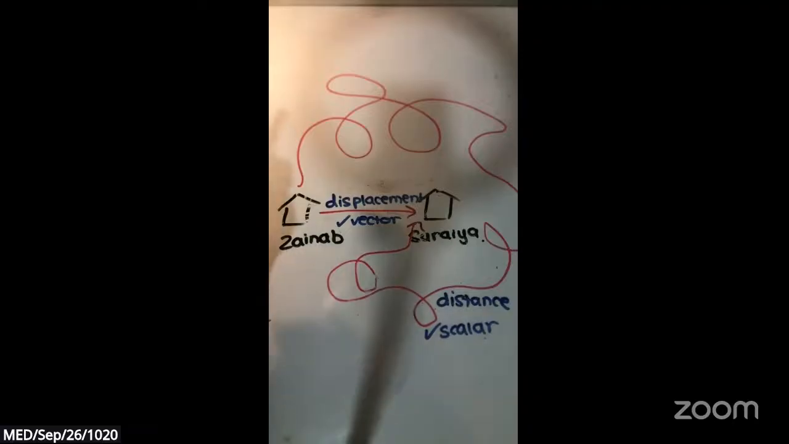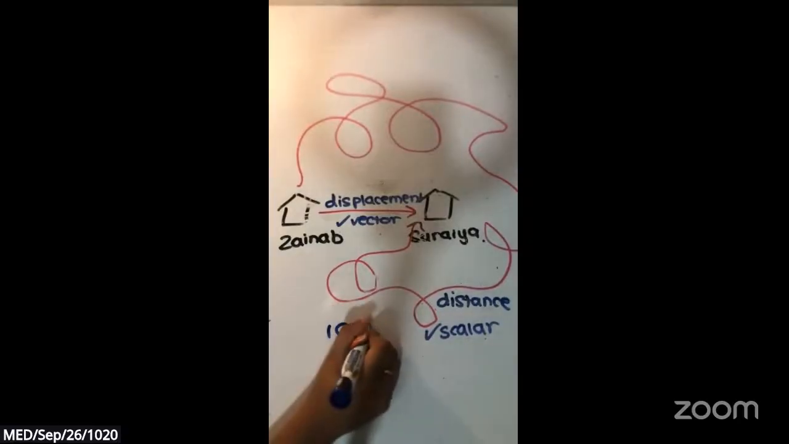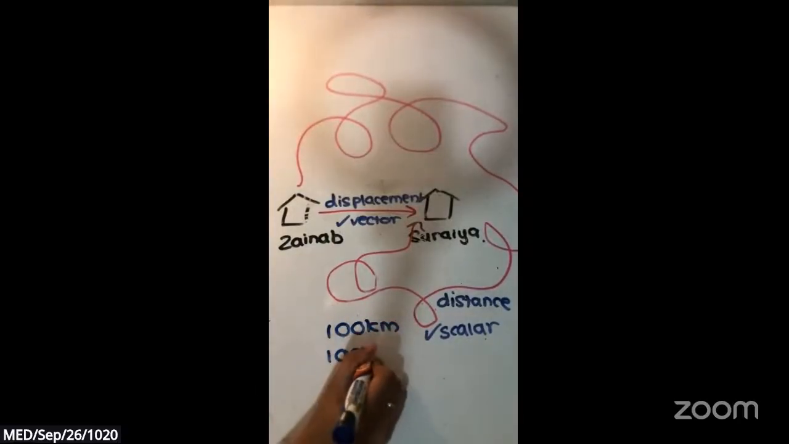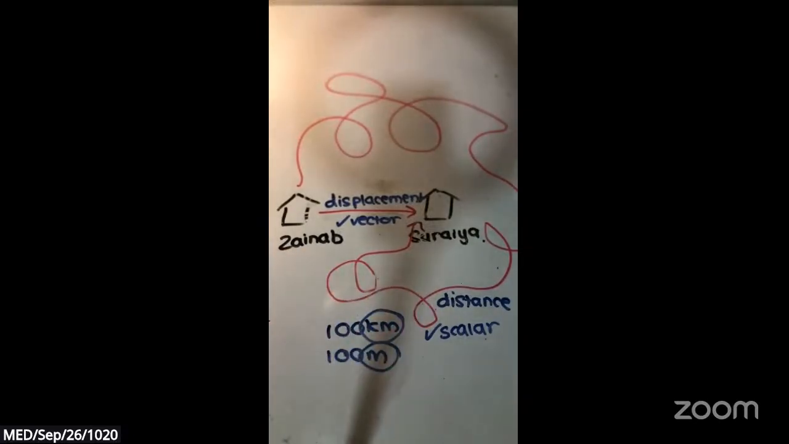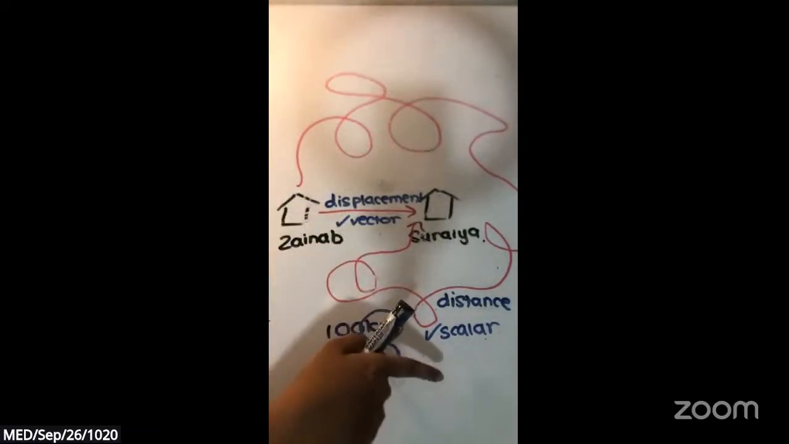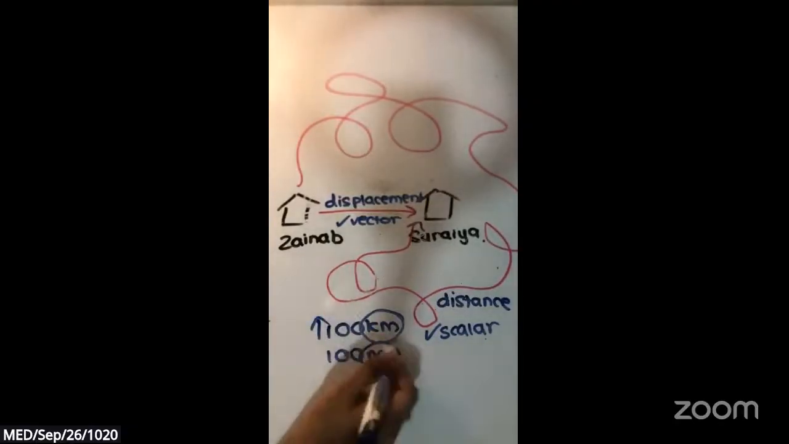Either way, both of them have the same units, so you don't have to get confused. You say 100 kilometers, 100 meters, whatever. The units are the same. The only thing is, one has direction and one has no direction. If you say 100 kilometers to the north, then this is a displacement. If it doesn't have a direction, I haven't said north, south or whatever, then that is a distance.